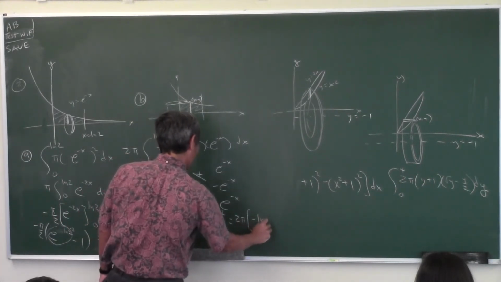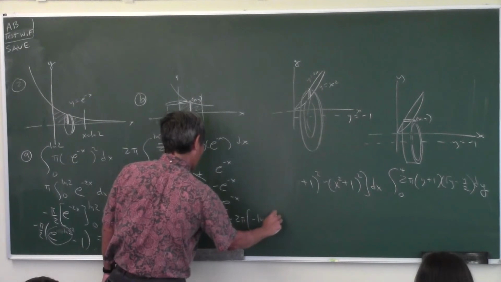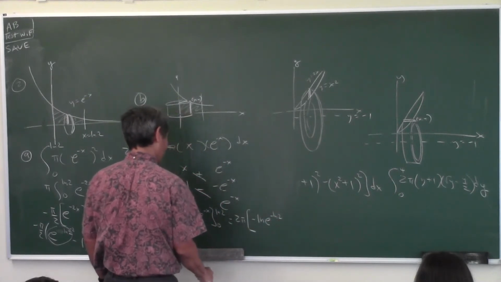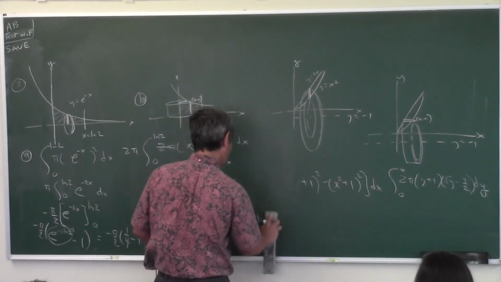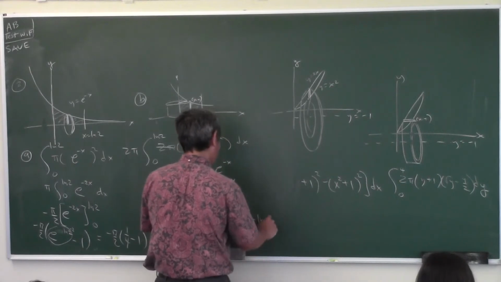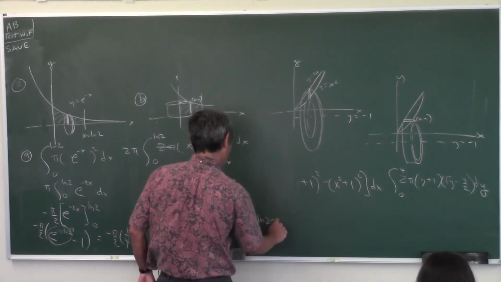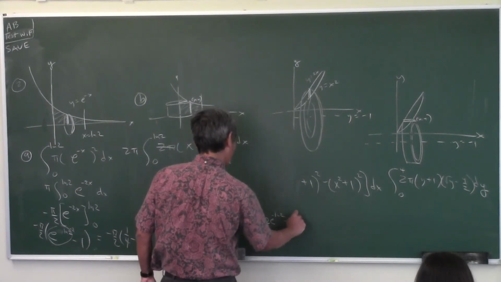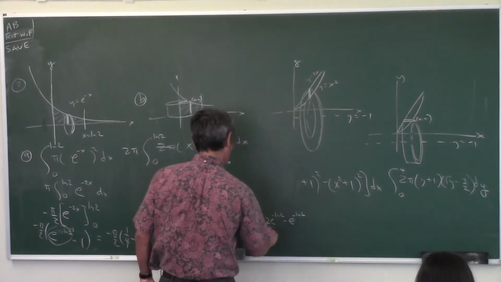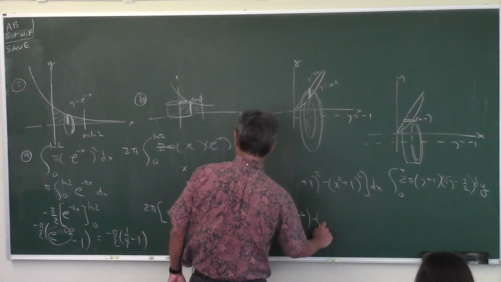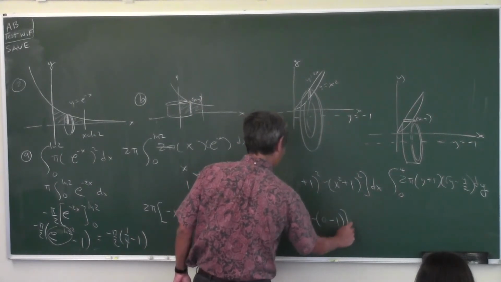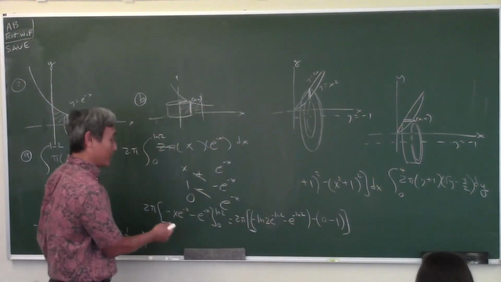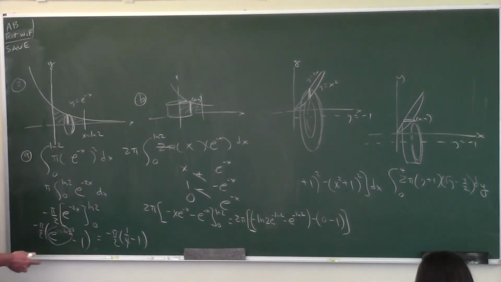Negative natural log 2 e to the negative natural log 2 minus e to the negative natural log 2. Now plug in the bottom number. 0 minus 1. Don't make the mistake of thinking that if you plug in 0, you always get 0.